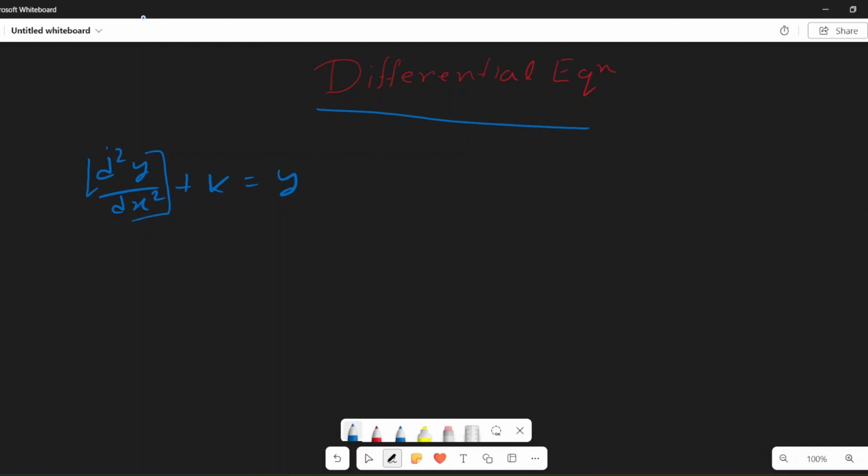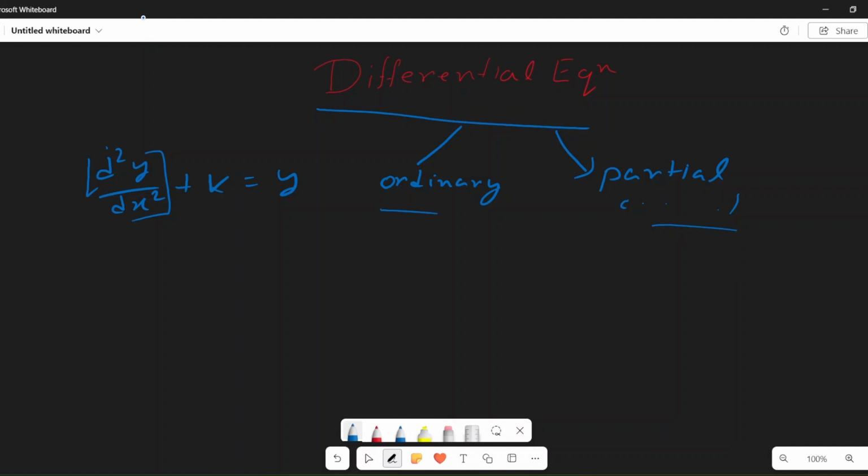Now there are two types of differential equation we have. One is the ordinary differential equation and another kind is the partial differential equation. What is the ordinary differential equation? If a differential equation involves the derivative with a single independent variable, then it is the ordinary differential equation. But if that differential equation contains more than one independent variable, then this is called the partial differential equation.